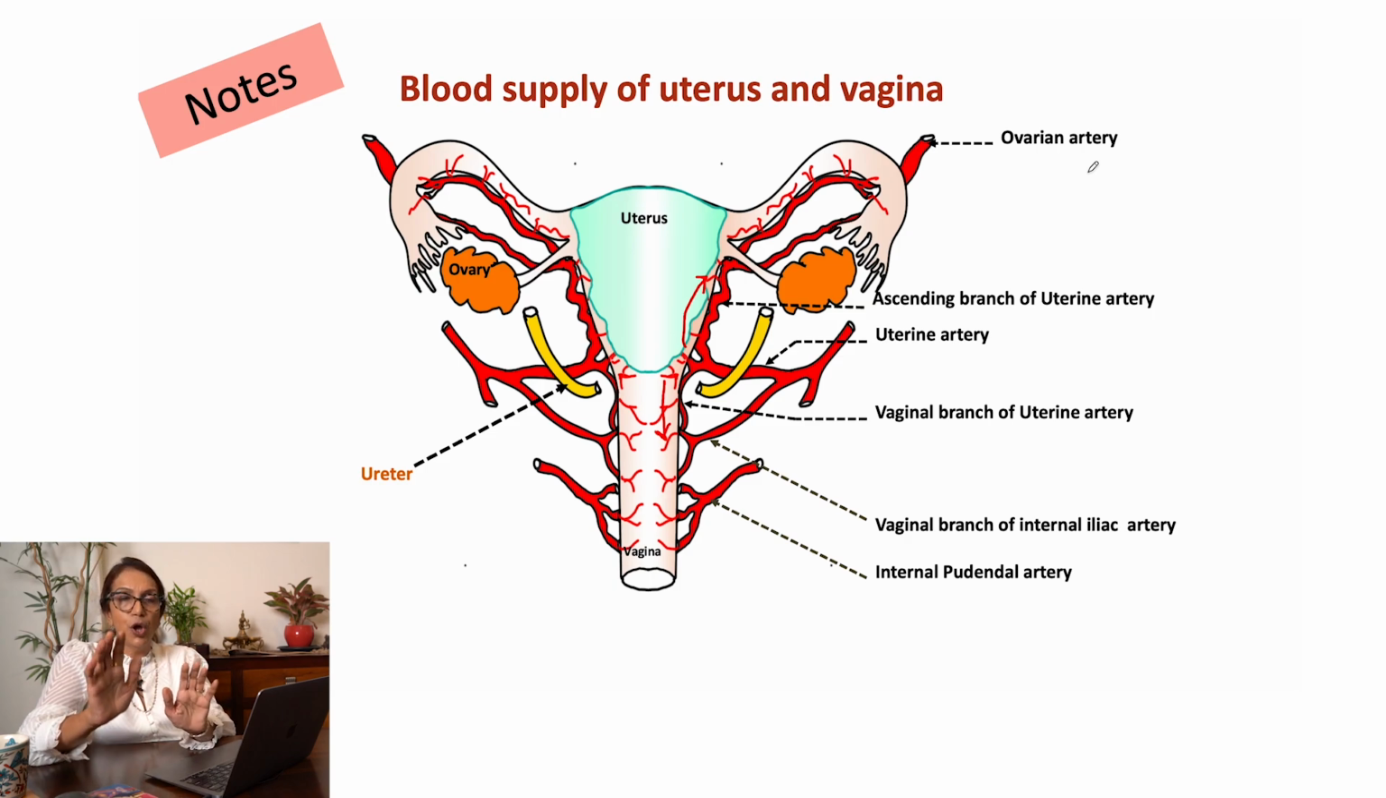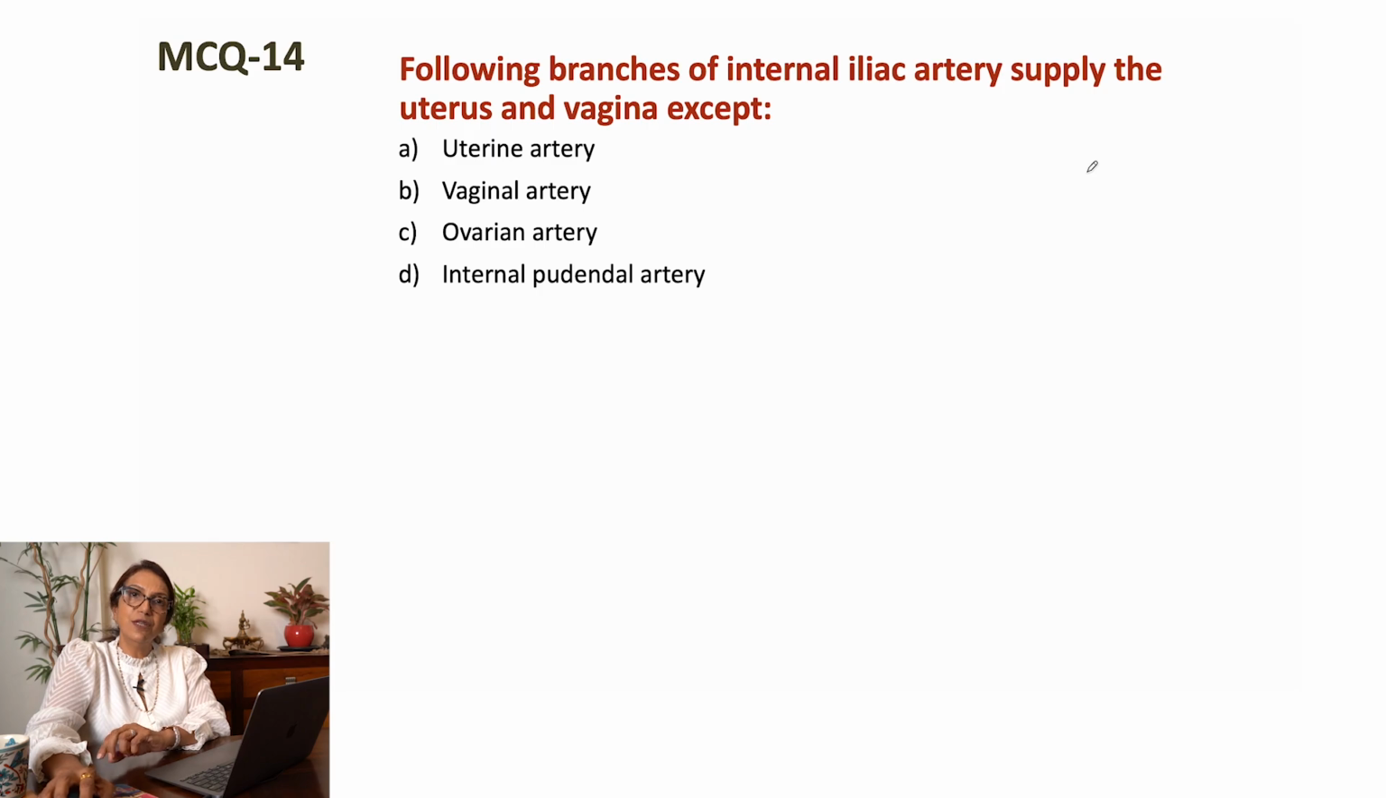Okay, this is knowledge. Now, using this knowledge, we solve our MCQ. Following branches of internal iliac artery supply uterus and vagina. Uterine artery, yes. Vaginal artery, yes. Internal pudendal artery, yes. Ovarian artery, yes, it does. But it is not a branch of internal iliac. It is a branch of abdominal aorta. The question was following branches of internal iliac. Therefore, ovarian artery is our answer. Answer is C. Moving on.